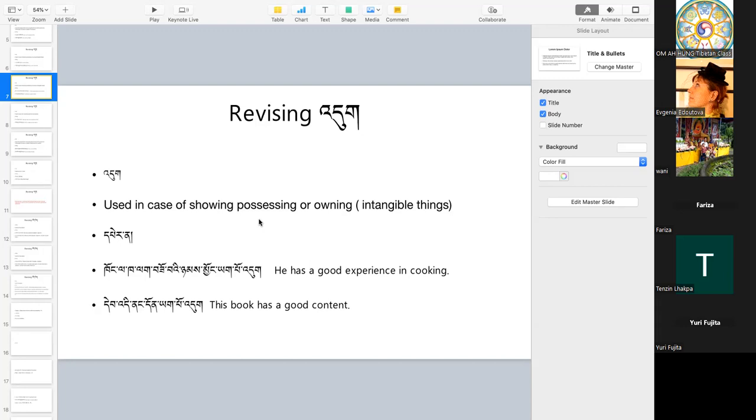Similarly, the book has good content, or the content of this book is good. So it is confirmation that the book consists of good content, that after reading, I have confirmed that the content of this book is good. So it is confirmation after observation. And the structure is the same as the previous, just the difference is the object being intangible. That's it.